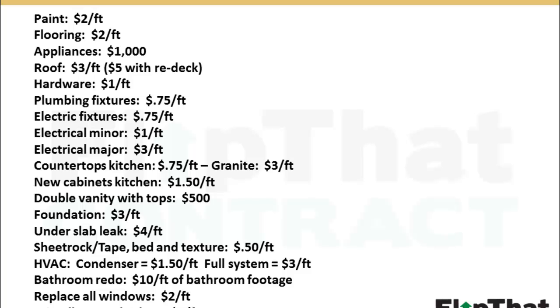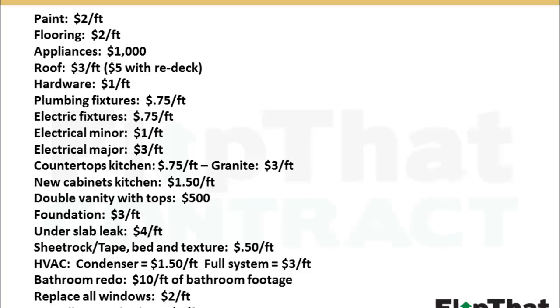Kitchen countertops, about 75 cents a foot, and that's for the kitchen square footage. Oh no, I'm sorry, that's the square footage of the house, and then $3 a foot will cover your granite in the kitchens and bathrooms. If you need new cabinets in the kitchen, it's about $1.50 a foot. Double vanity with tops is $500. Foundation, $3 a foot. Under slab leak, $4 a foot. Sheetrock tape and texture is about 50 cents a foot.